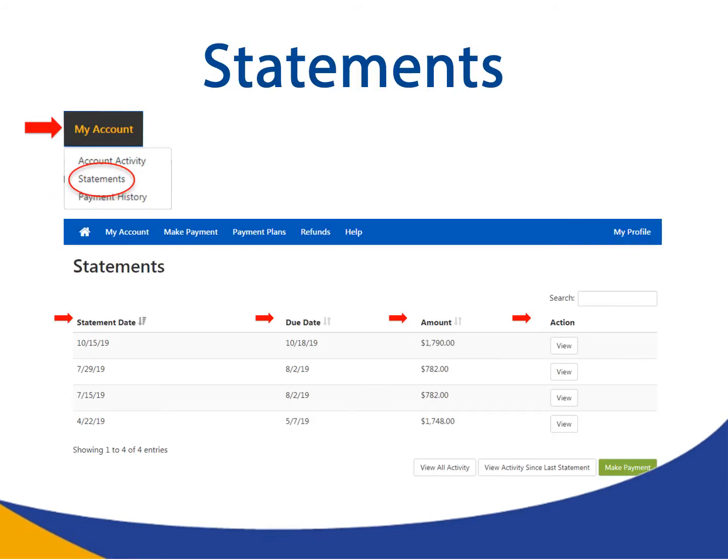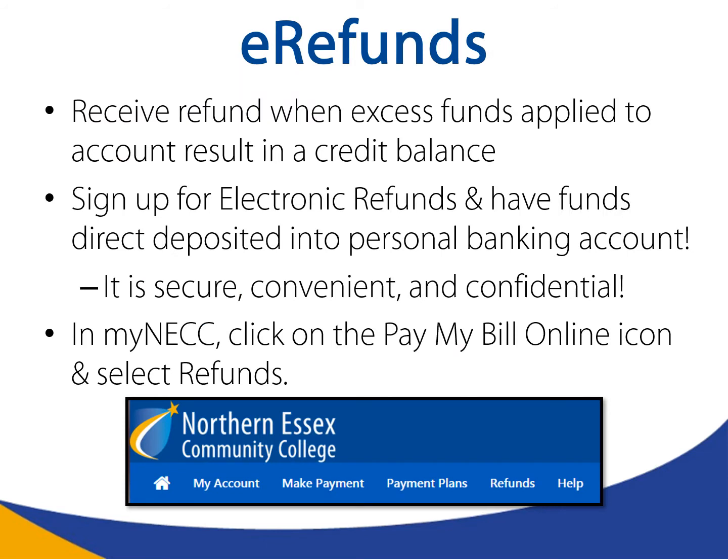To access billing statements, you will click My Account in the upper left-hand corner, as seen in this and the previous slide. You can view your current and previous statements to track your billing history. Students can also click View Activity since last statement to review any account activity between their statements. Students are able to receive a refund when excess funds applied to their account result in a credit balance, or if they have dropped a course during the add drop period.